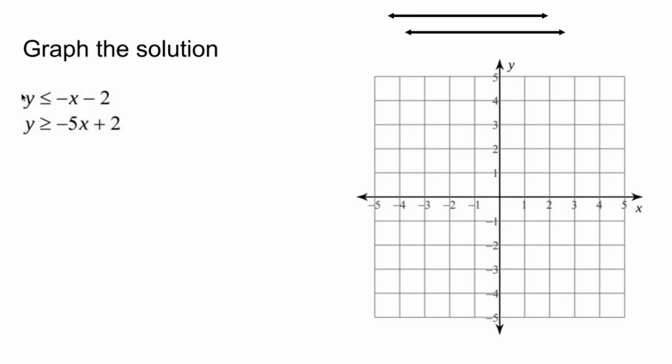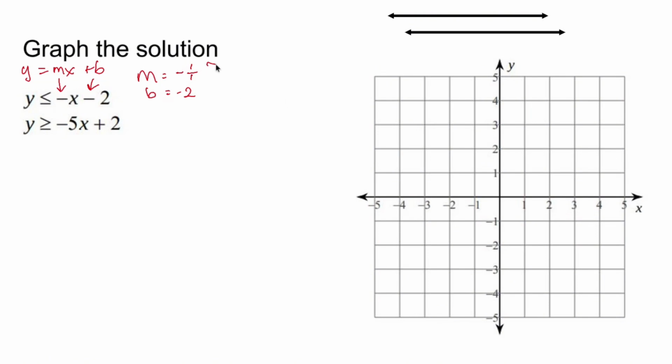So let's take a look at each of these. All right, these are already both slope-intercept forms. So remember, slope-intercept form is y equals mx plus b. So when I compare this first one and that first one right there, the number in front of x is my slope. So my slope is going to be -1 or -1 over 1. And my y-intercept is going to be -2. So let's graph that first.